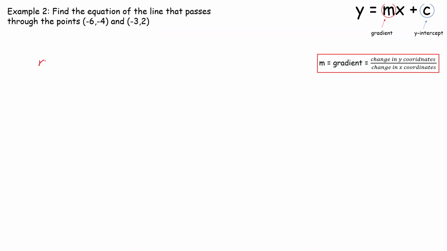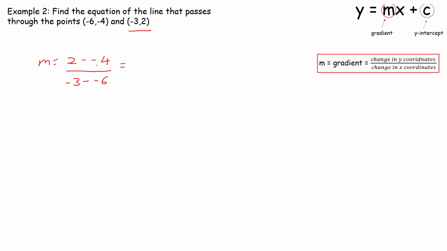So gradient, again, m is equal to the change in the y-coordinates. I'm going to begin, you can choose which ones to begin with here, with this coordinate first. So my y-coordinate here is 2, take away my other y-coordinate, which is negative 4, so 2 take away minus 4. Over the change in my x-coordinates, well, that's minus 3, because I started at this coordinate, take away my second x-coordinate, which is minus 6.